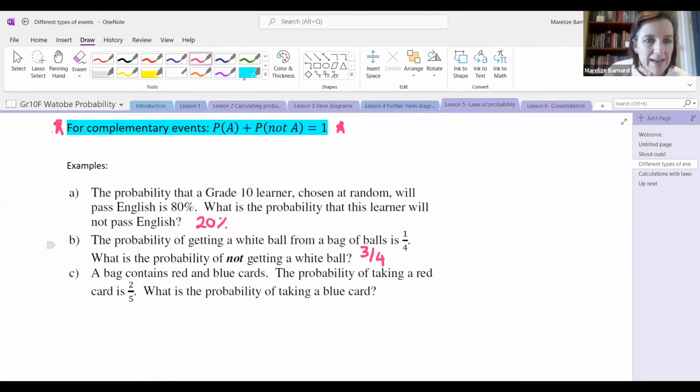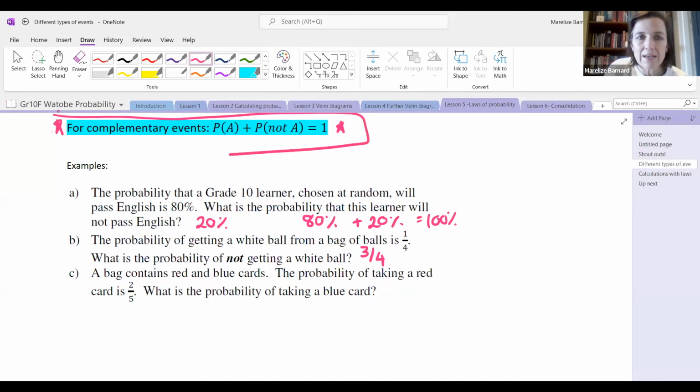Okay, let me go back to question 1. If the probability of passing English is 80%, what is the probability that you will not pass English? It must be 20% because 80% plus 20% gives me 100%. And if they are complementary, like we said over here, the probability of that event plus the probability of not that event must equal 1.